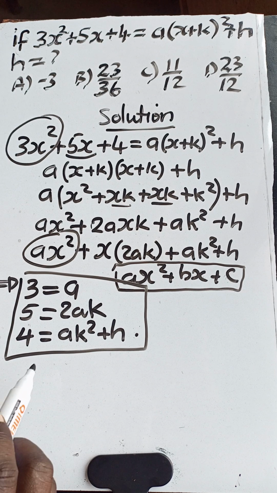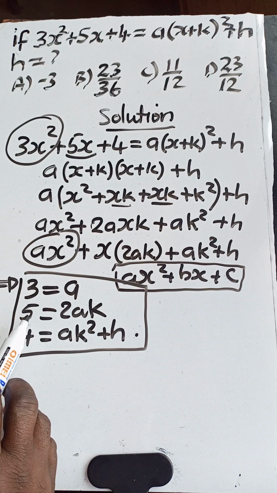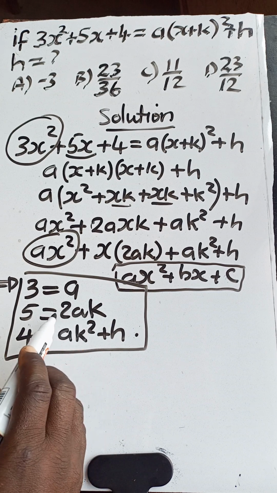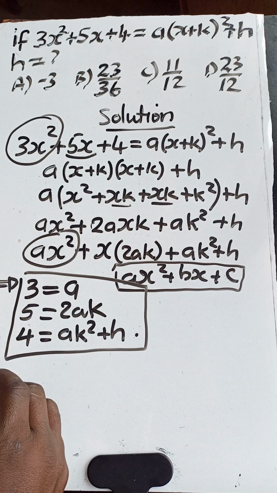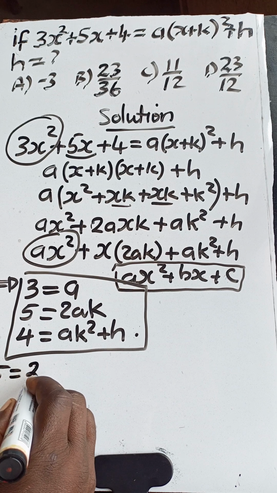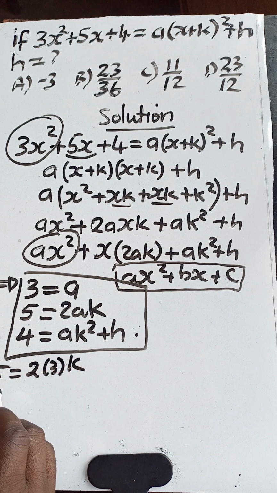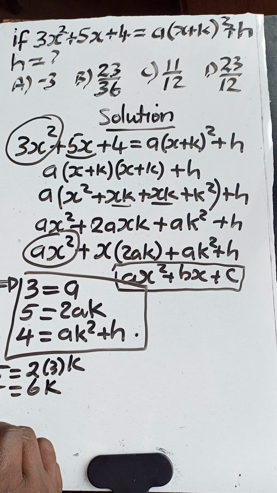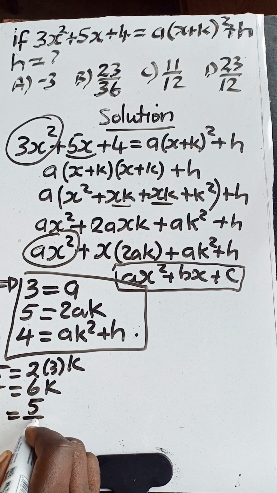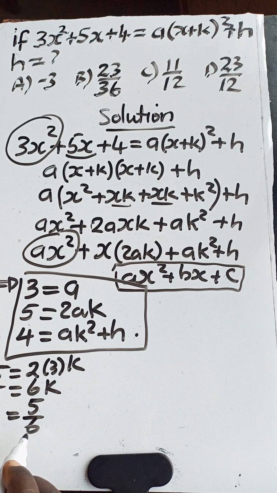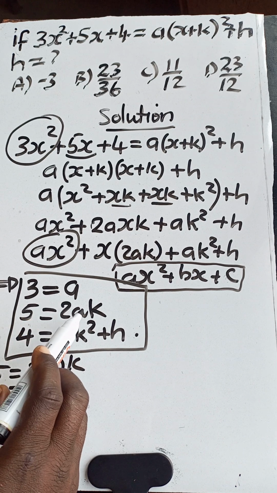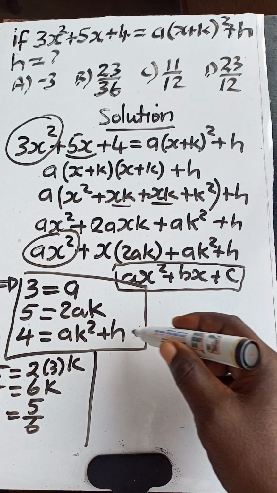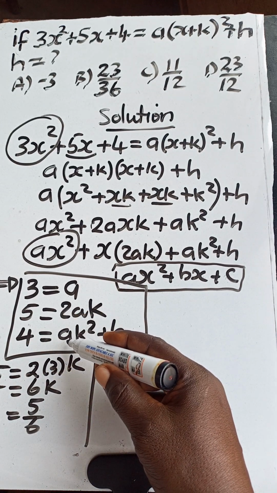So we have these three pieces of information, which should help us to find the value of h. If a is 3, and we put that in the second equation, we have 5 is equal to 2 multiplied by 3k. That means 5 is equal to 6k, which therefore means that k should be equal to 5 over 6. Now we know the value of a and we know the value of k. So can we now put it in the last equation so we can get the value of h?